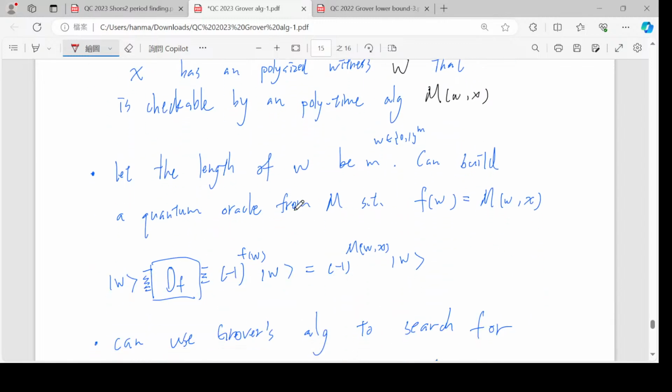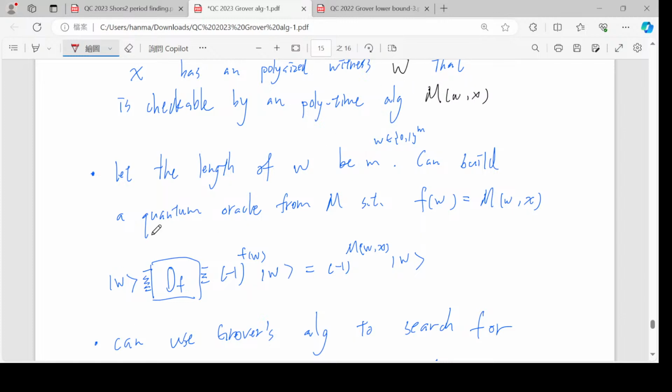And so this M is an efficient classical algorithm. Then you can build a quantum version of it, and think about it as a quantum oracle. So you can use this M as a quantum oracle. I guess you fix X, so you have this M sub X, which is now a function of W. And the function of W will check whether your W gets accepted or not.